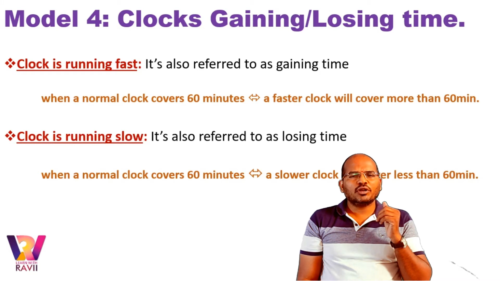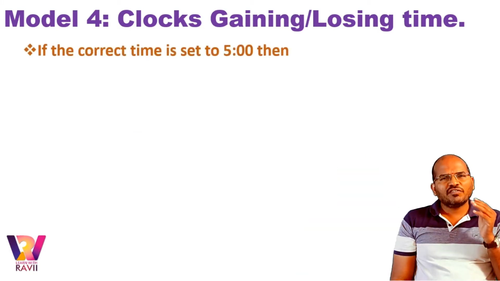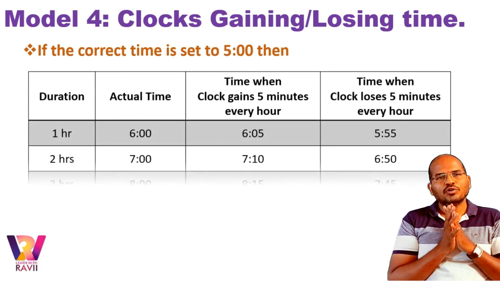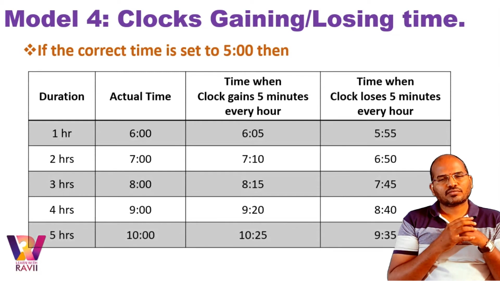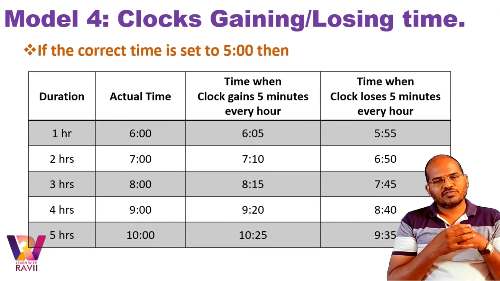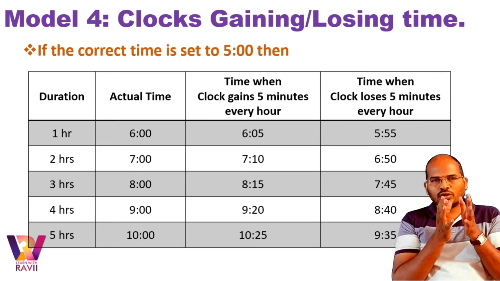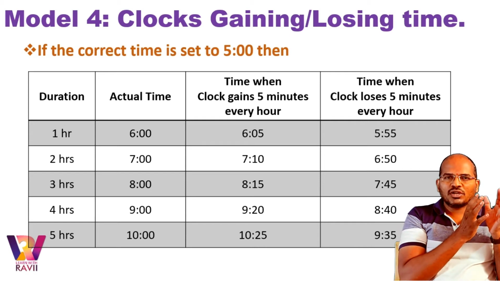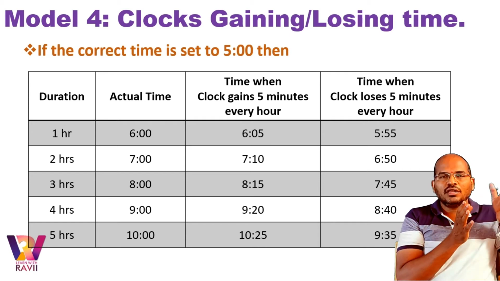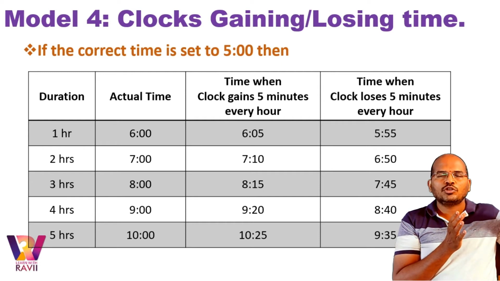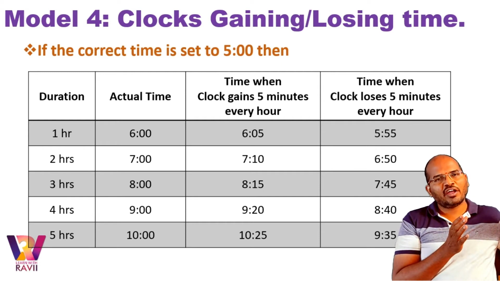Let me give you a small example of how it works. If the correct time is set to 5 o'clock, I have a small table which tells you what actually happens. Clock 1 gains 5 minutes every 1 hour, and clock 2 loses 5 minutes every 1 hour. So the actual time will be 6. Then the clock which gains 5 minutes will show 6:05, and the clock which loses 5 will display 5:55.